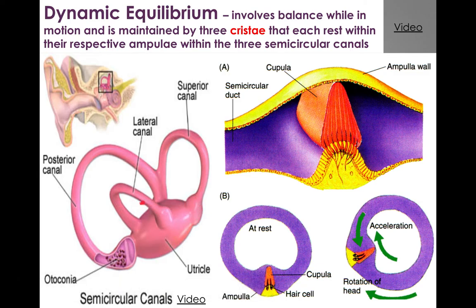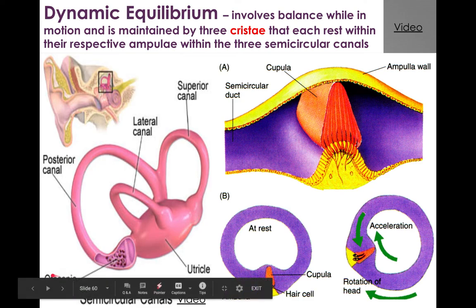So here we see this as the semicircular canal meets the vestibule, it opens up, and so that's the ampulla. Inside the ampulla will contain a crista containing the cupula and the hair cells.